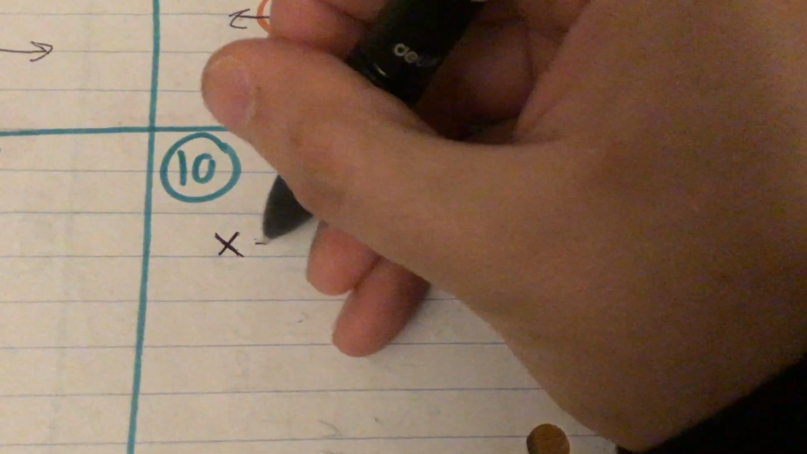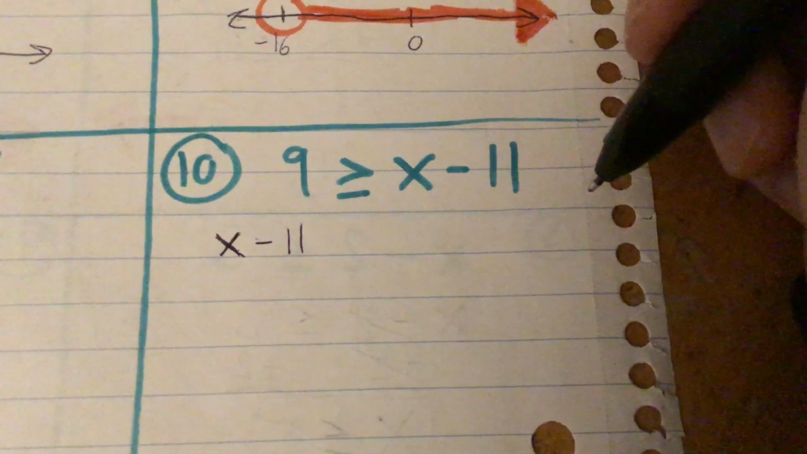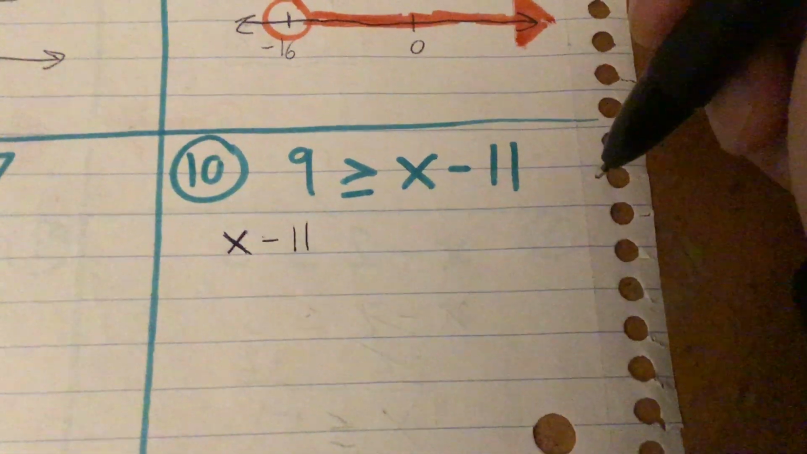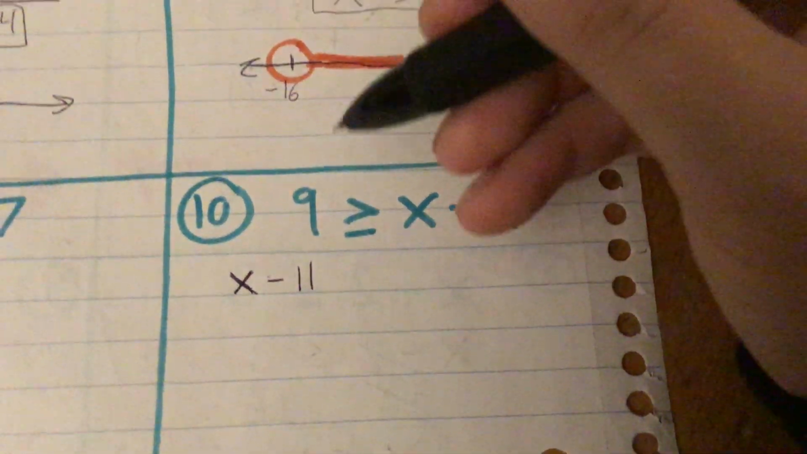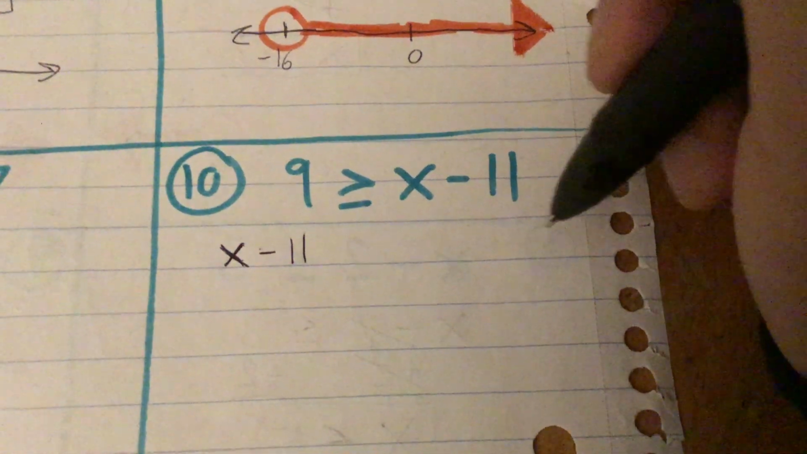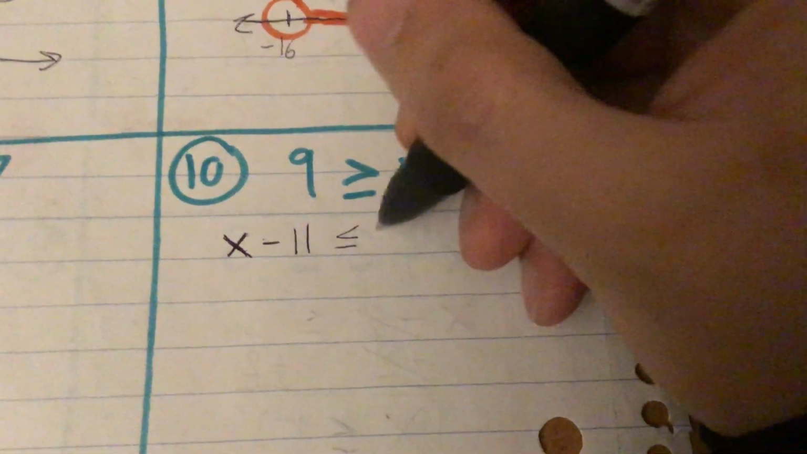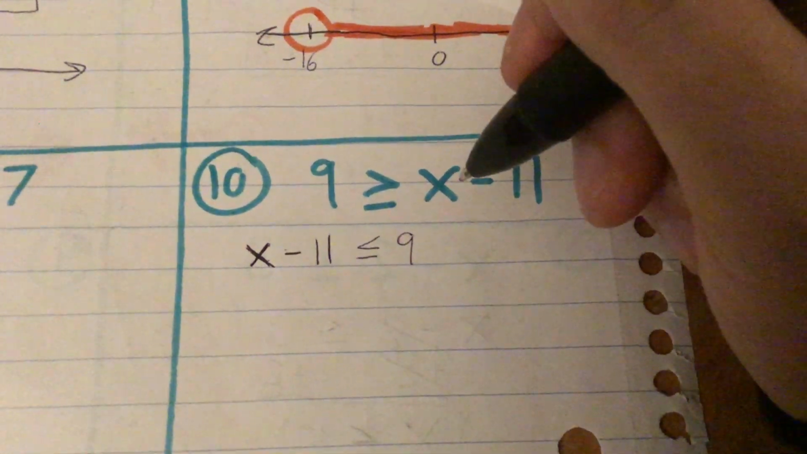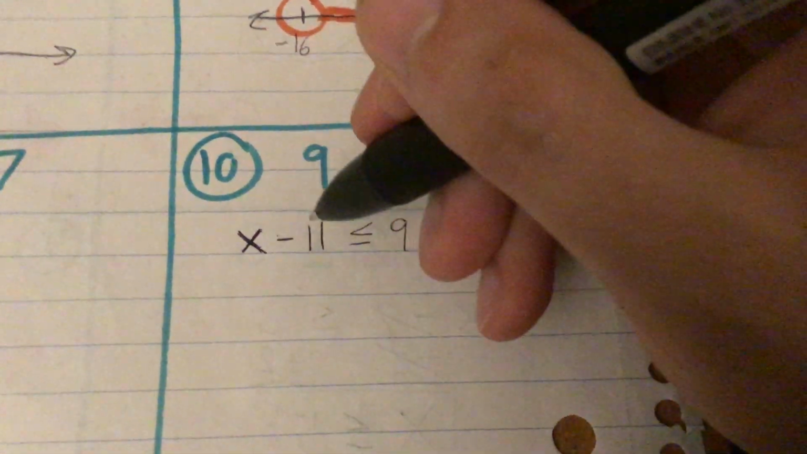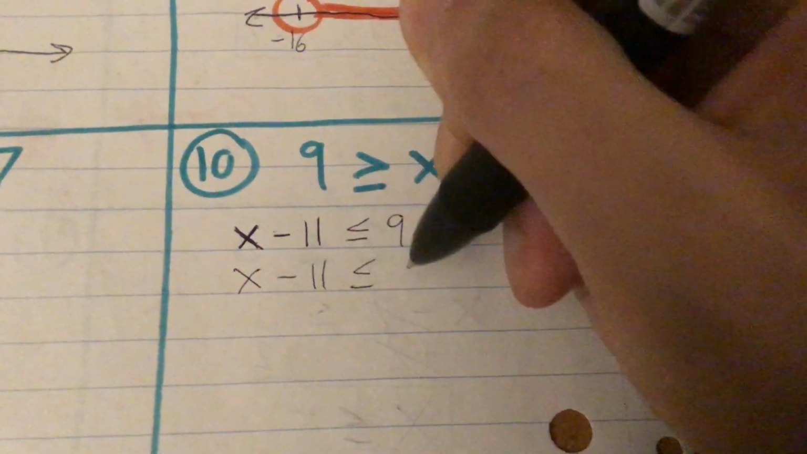If I start the problem with x minus 11 on the left side, where is the arrow favoring? As in, which side is bigger? The 9. The 9 is greater than or equal to x minus 11. So I'm going to point the arrow to the other side. So another way to do this is to rewrite the problem as x minus 11 is less than or equal to 9. So now I'm going to treat this like an equation.